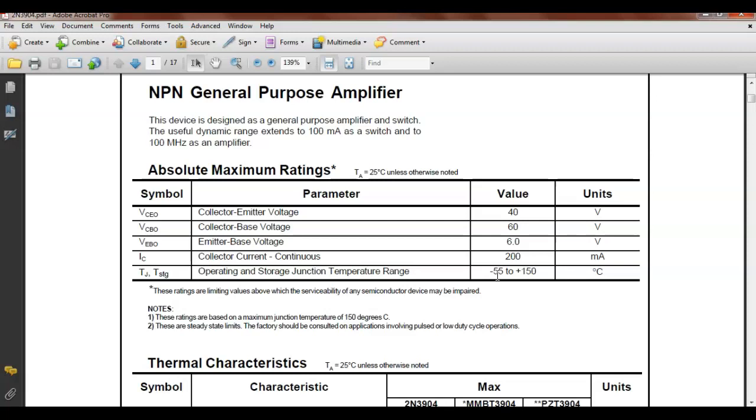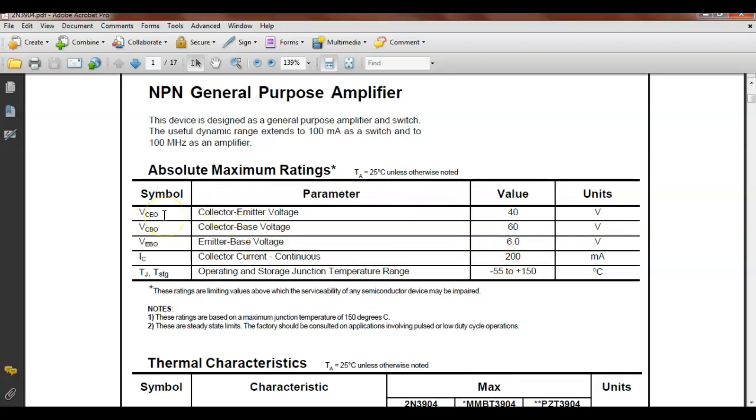These are absolute maximum ratings. What's the absolute maximum rating? We saw those on diodes. Before it blows, yeah. So here are our breakover voltages, guys.